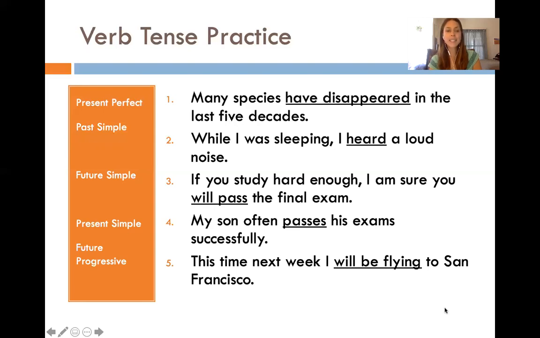And last but not least, this time next week, I will be flying to San Francisco. So I will be flying, the future progressive. So at this time next week, I will be doing an action, okay? You could also say I will fly to San Francisco, and that's probably fine. So future simple is okay here as well. Remember, a lot of times with the future simple and the future progressive, you can kind of go either way. I put will be flying. If you put I will fly, that's okay too.